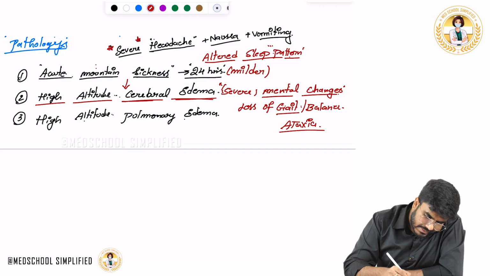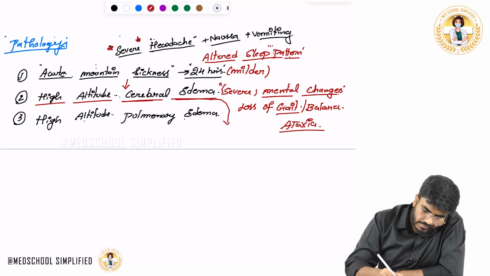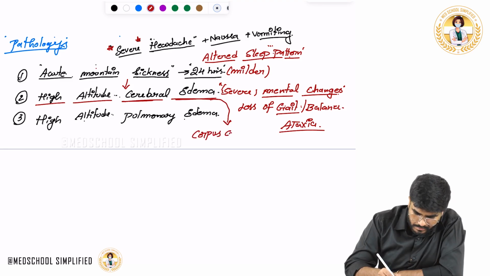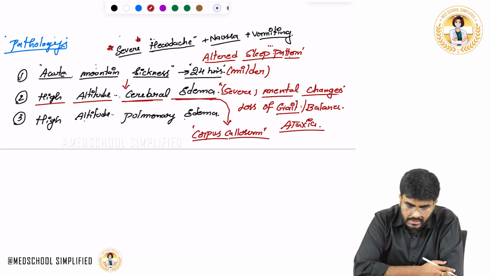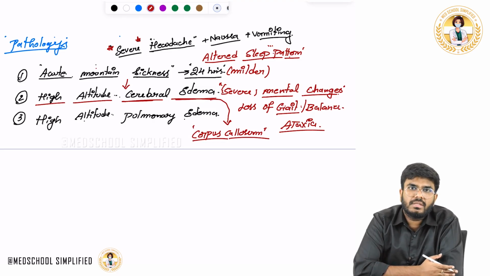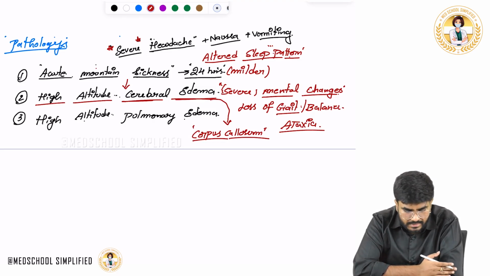So where exactly is this edema going to occur? In which part of the brain? It is the corpus callosum. In the corpus callosum area there will be edema, and that's going to cause the symptoms: nausea, vomiting, alteration in the mental status, and gait abnormalities will be seen.